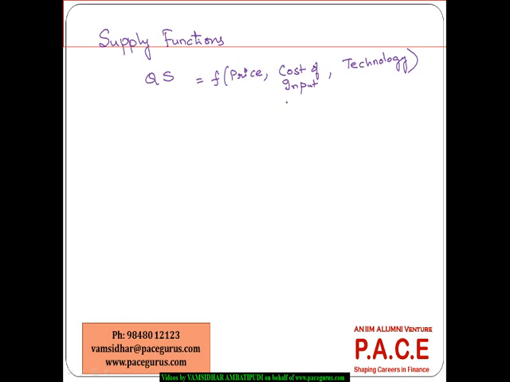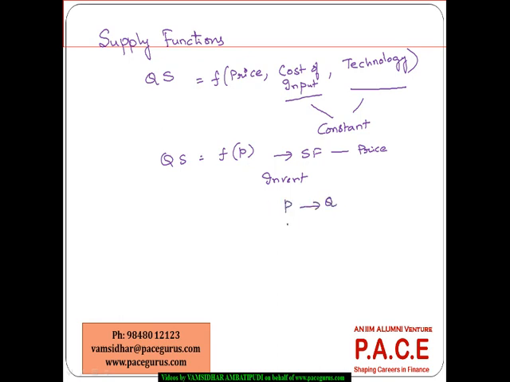Now the same logic, substitute some values for all these, which means take each of them as constant. Some value for all this, which means the quantity supplied can come purely as a function of the price. So this is the supply function expressed exclusively in terms of the price. Then invert it. Invert it in the sense express P in terms of quantity supplied.